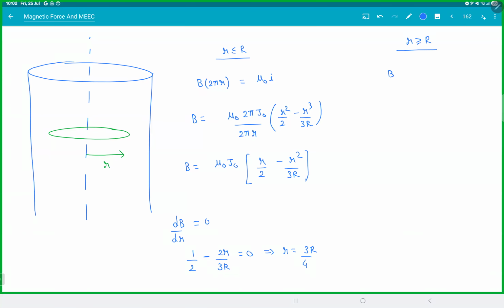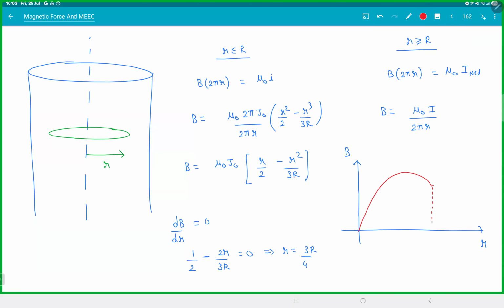For r greater than R, this will be B into 2 pi r, which will be mu naught into I net. So this thing will just be like an infinite wire outside. Mu naught into I net by 2 pi r. If you try to plot the graph, agreed, it's a parabola, but it won't complete a full parabola. It will take a turn. This is still R. The peak value will occur at 3R by 4. So the magnetic field maximum is not on the surface, it is actually inside. Once you get till here, then the graph becomes a 1 by r function. This will be your B max.